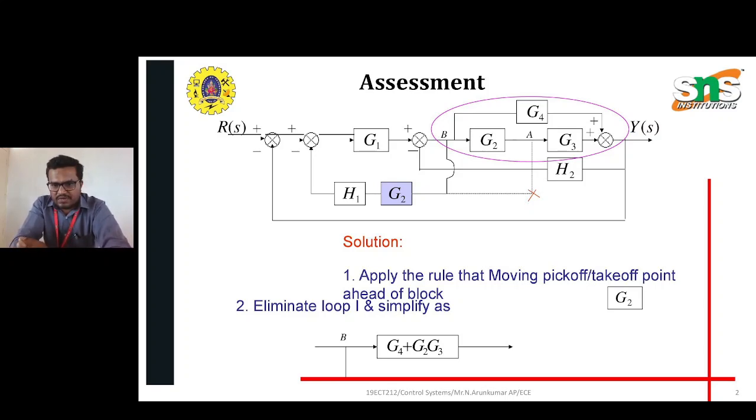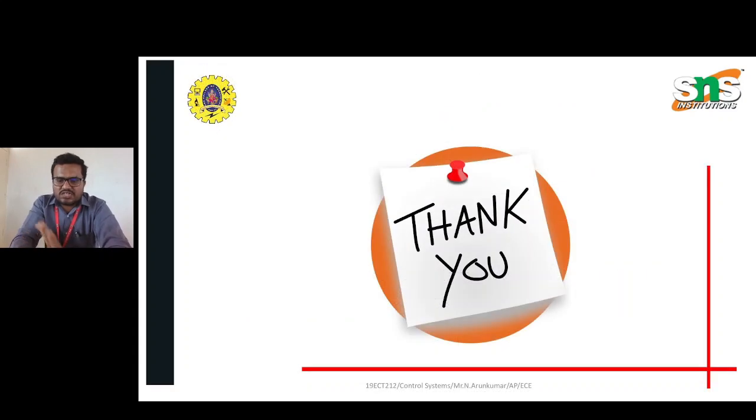Apply the rule of moving the pickup or takeoff point, because it is also a feedback loop, and moving the summing point. Based on this first rule we can eliminate, and the second one is to eliminate the loop after the branch point elimination. We can eliminate the entire loop by using the previous rules. After applying all those rules, we get G4 plus G2 and G3. So these are some of the examples of block diagram reduction techniques. Thank you.